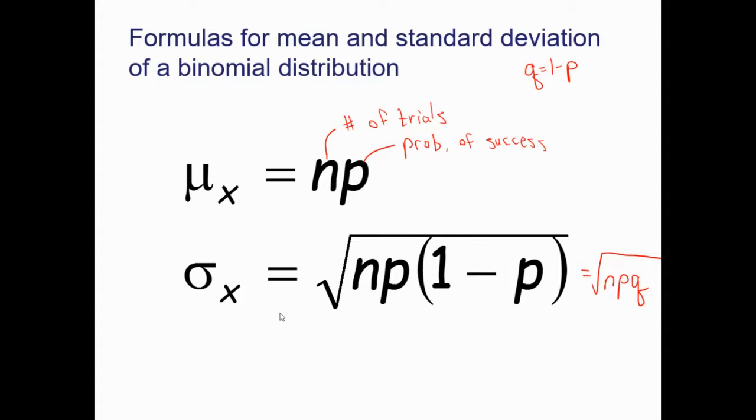And dual credit, on the test you'll have to do variance. Well, if standard deviation is the square root of npq, what do you think variance is? It's npq. Questions on the formulas?